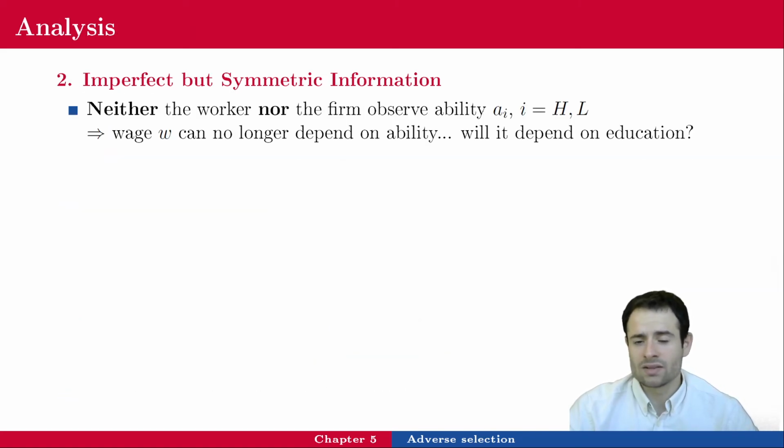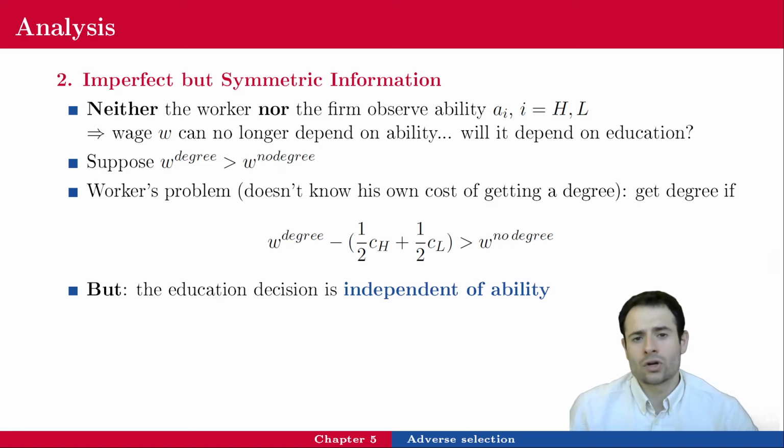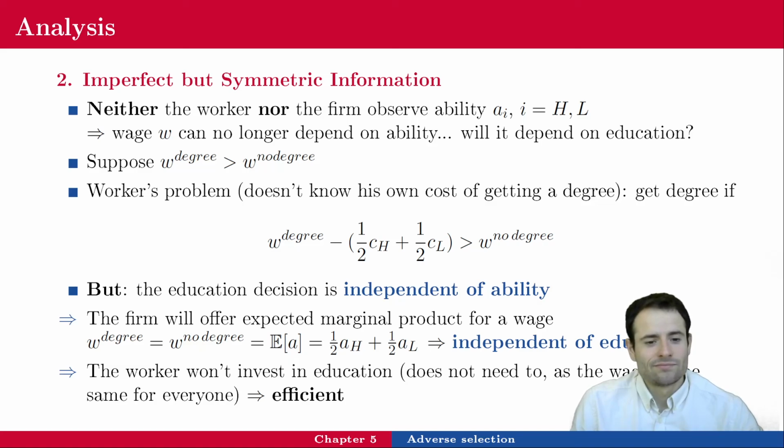If information is imperfect but symmetric, so nobody knows anything, then the wage cannot depend on ability. It could depend on education because education is observed. We see whether somebody got education or not. But it turns out that it is not optimal to make the wage depend on education, because either all the workers will find it worthwhile to get an education or none of them at the same time. So the education decision will be independent of ability, because workers do not know if they are highly able workers or unable workers. And then the firm will not make the wage depend on education. It will still be efficient, however.